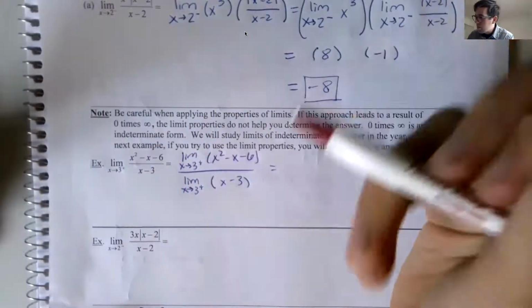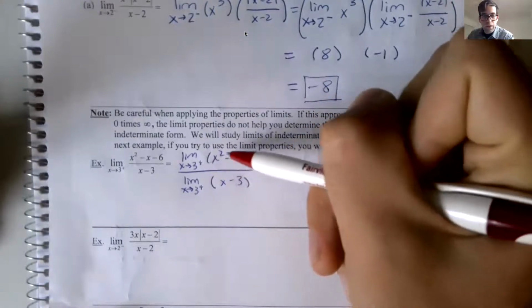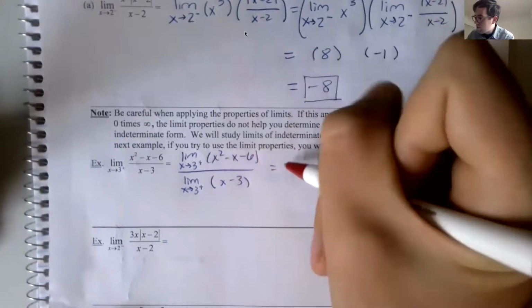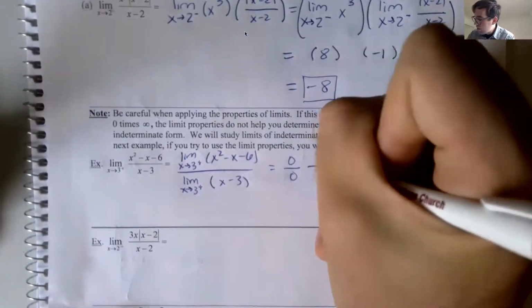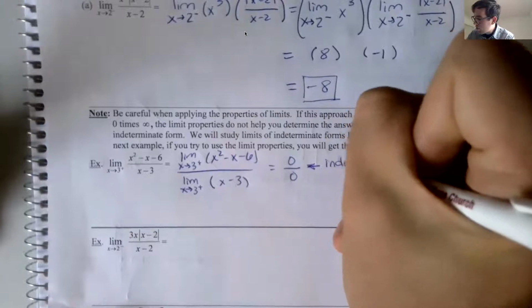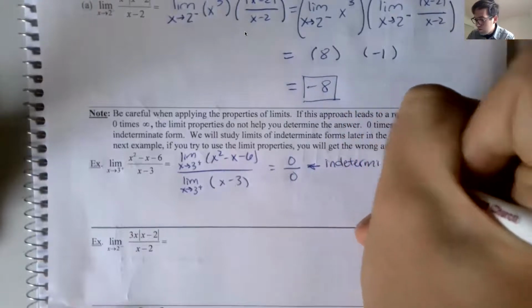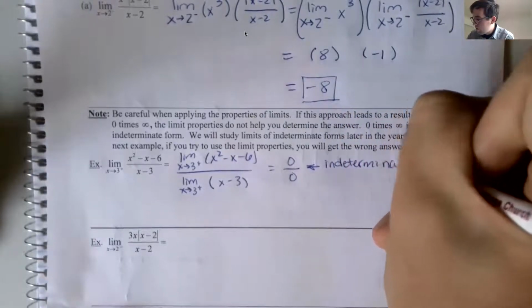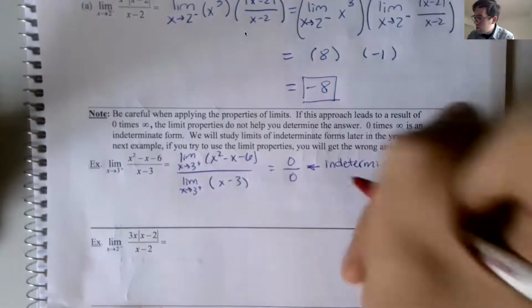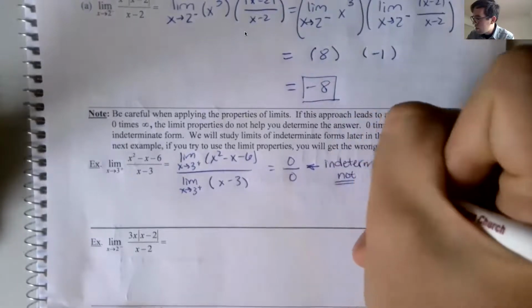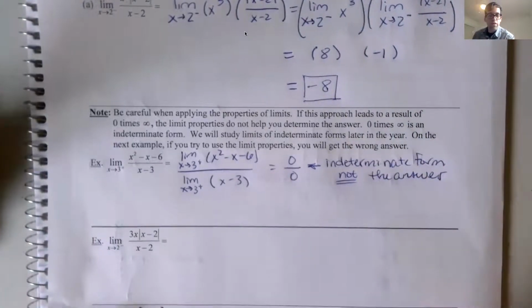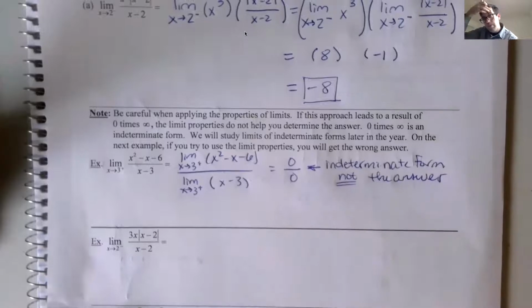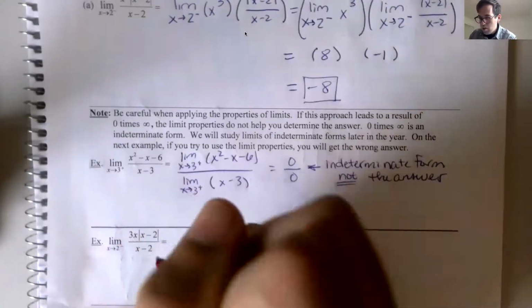If you try that, you can plug 3 into both. So there's going to be 9 minus 3 minus 6. So you're going to get 0 over 3 minus 3, which is 0 over 0. So this is indeterminate form, which is not the answer. So instead, we have to figure out a different way to solve this. And if you remember L'Hopital's rule, you're welcome to use that now. I'm going to actually do it by crossing off factors.